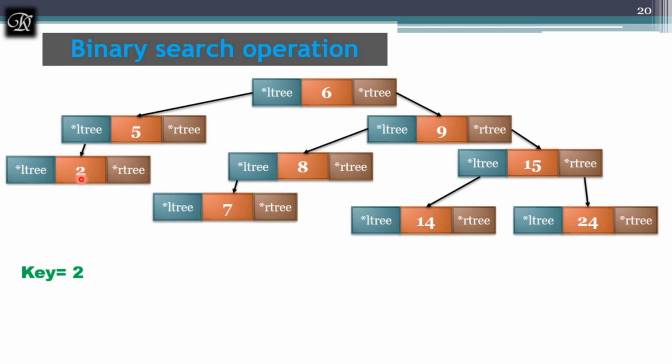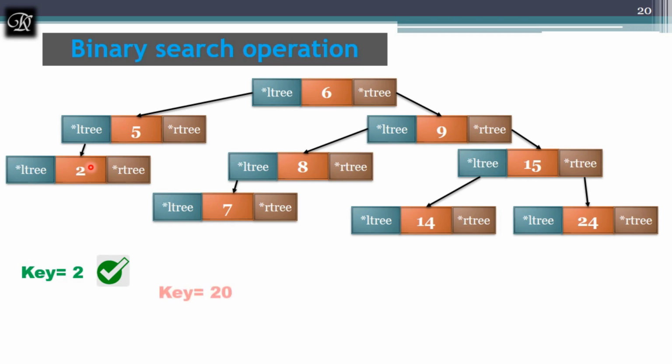Now I will compare 2 with 2. Yes, 2 and 2 are the same. Then I need not go deeper, because duplicate values are not supported, and I found what I wanted. So now the search is successful. This is how the binary search operation works for a successful search.